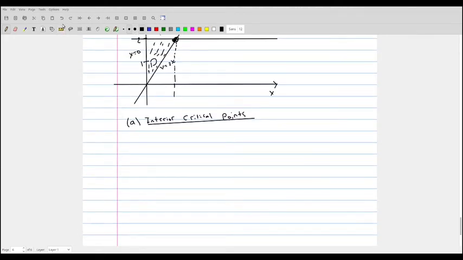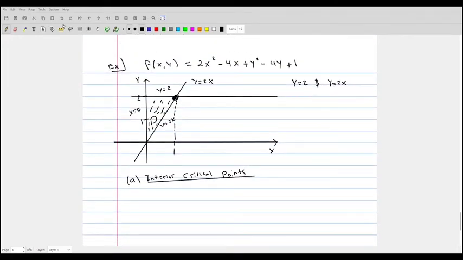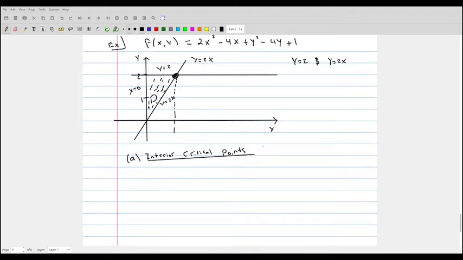And for this function, because it's a quadratic polynomial, there are no interior critical points of type 2. Only critical points of type 1. This is where fx is the partial derivative with respect to x. This is going to be 4x minus 4 is equal to 0. And simultaneously, the y partial derivative, which is 2y minus 4, is equal to 0. So the solution to this system of two equations corresponds to x is equal to 1 and y is equal to 2.